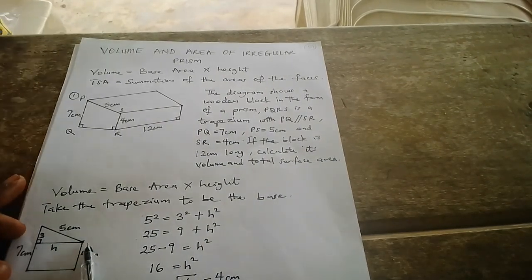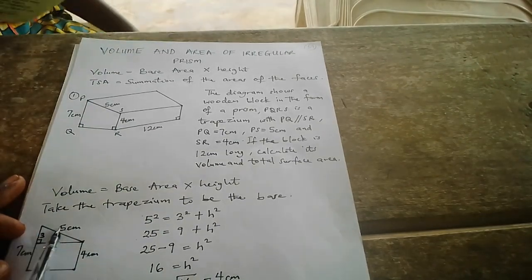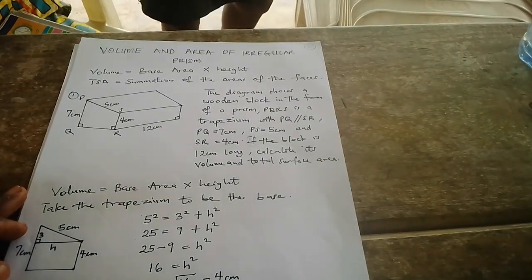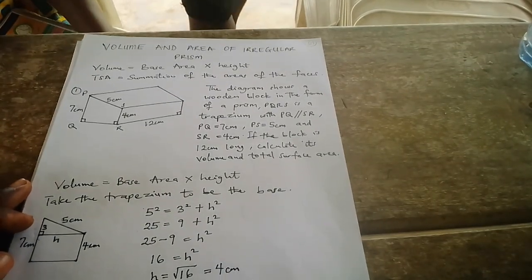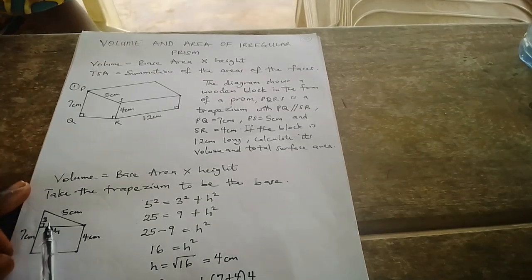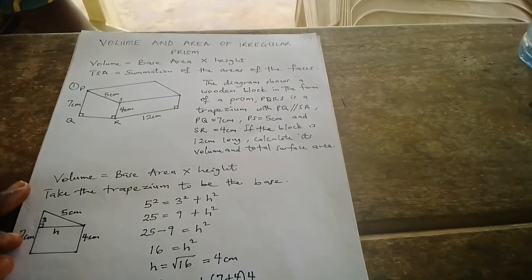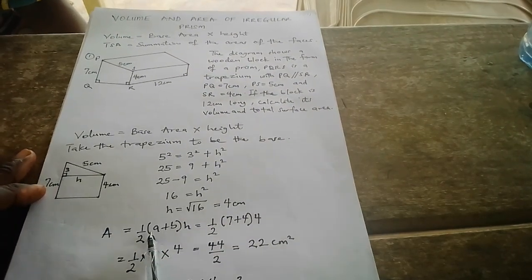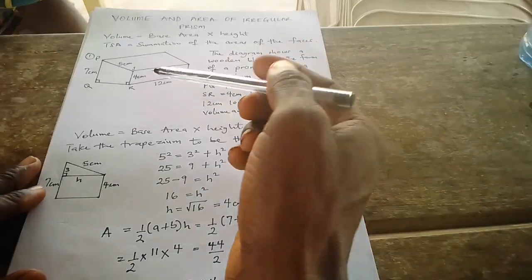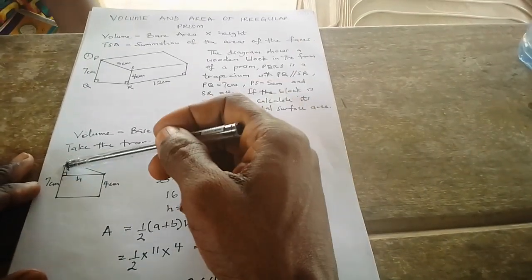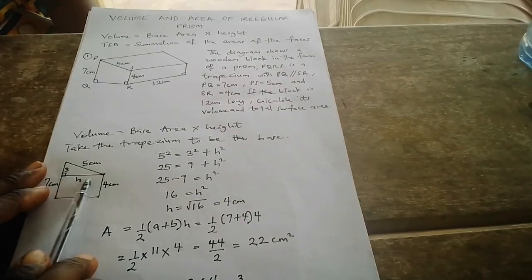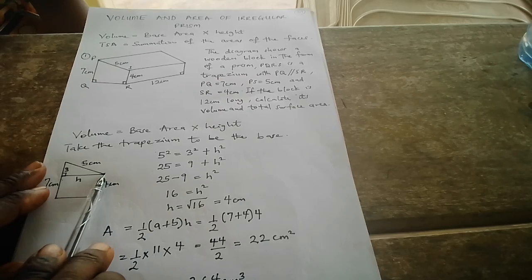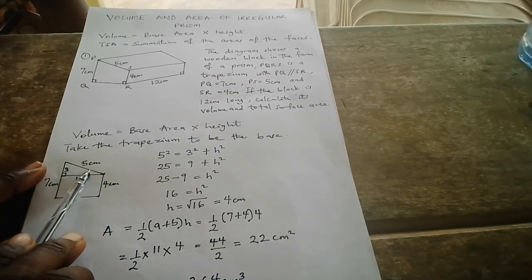You are given these two parallel sides, and you are given this side here. If you are looking for the area of a trapezium, the area is half (a plus b) times h. These two sides are the a and b, then h is the vertical height. But in this question, we are not given the vertical height. What we are given is this slanted length here.